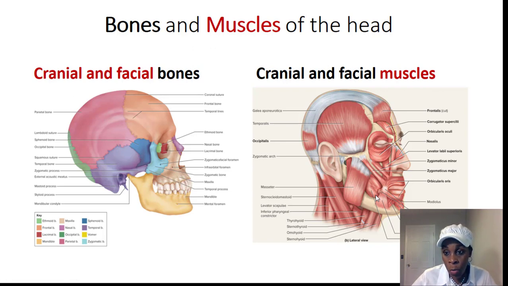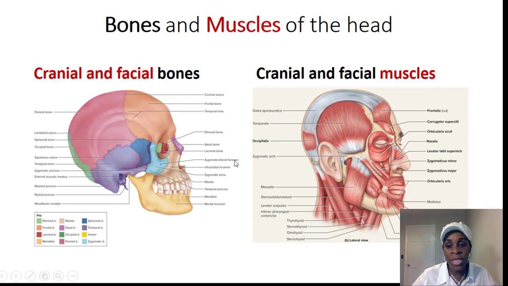The orbicularis oris, we said it already. The nasalis, covering the nose. And then the occipitalis, covering the occipital bone, the temporalis. Now, you see the frontalis muscle and the occipitalis are connected by a tendon sheath called the galea aponeurotica. What does that mean? Aponeurosis is a connective tissue that connects two muscles. Muscle to bone is called a tendon, and bone to bone is called a ligament.